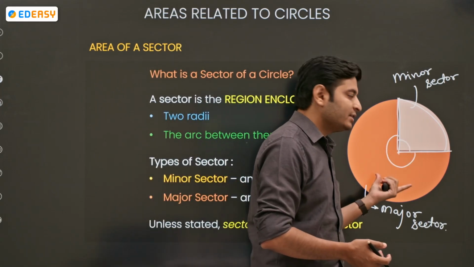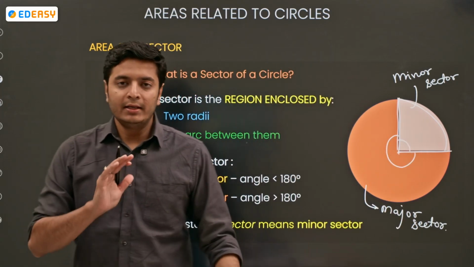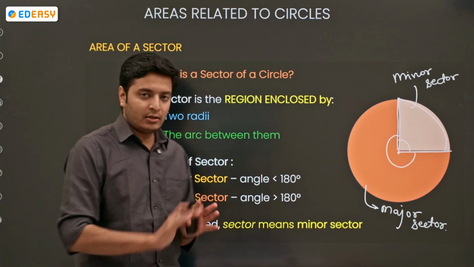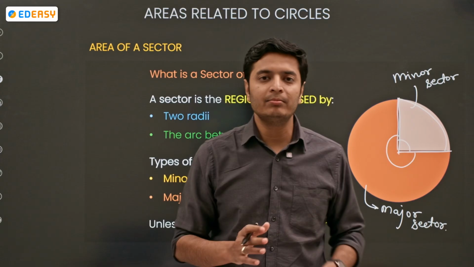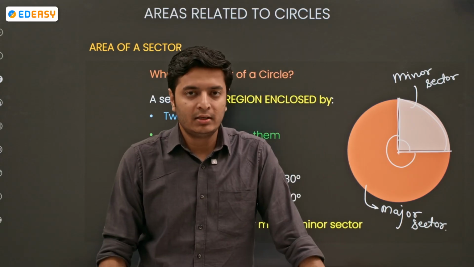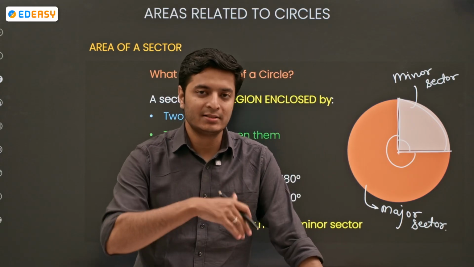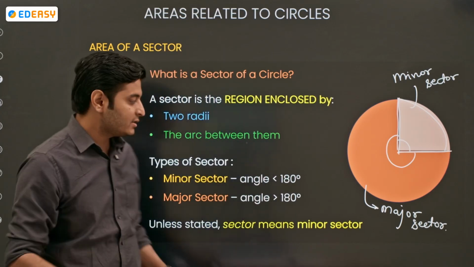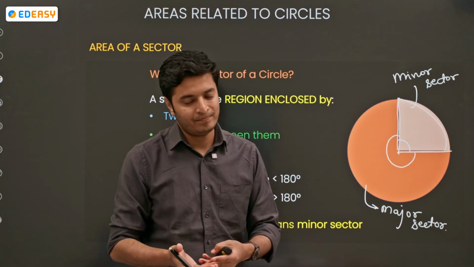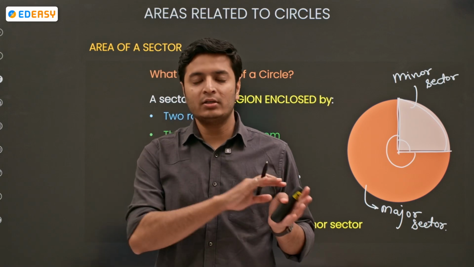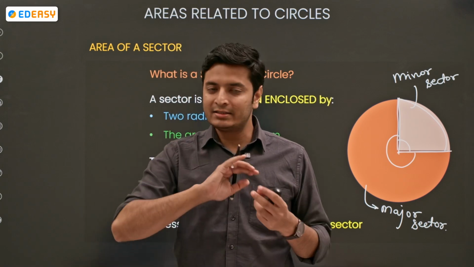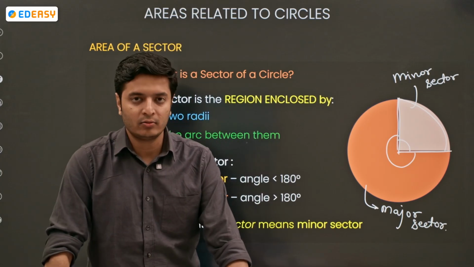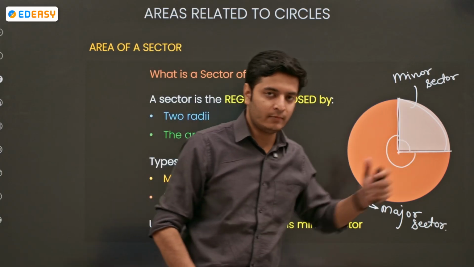This is smaller than this one, no? So that's why. Now, if in the problem it is not given whether they are talking about a major sector or a minor sector, and it is simply written sector, then you will always consider it to be the minor sector. If not specified and it is written sector only, then you will talk about the minor sector only, the smaller portion always.